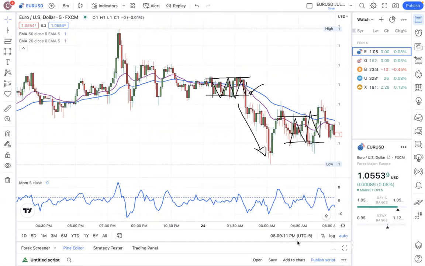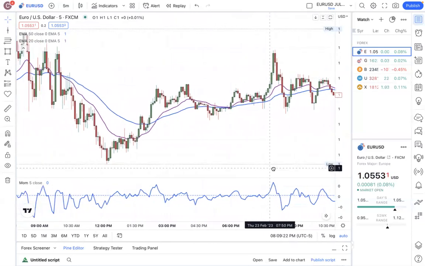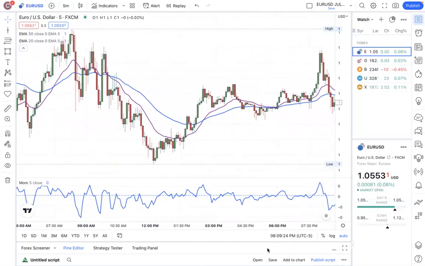Oh, wait, no, I need to get a smaller example for that buy. But we see that it broke structure on the downside, and then we see that it continued to sell. Okay, here's another one. We see the market was ranging. We see it broke structure on the upside.